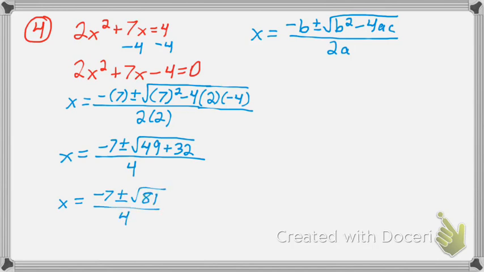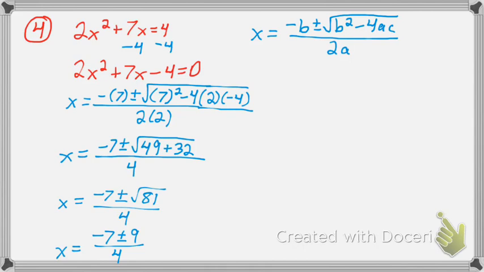And again, if you can square root this discriminant, you should. So that's actually going to be 9. So negative 7 plus or minus 9 over 4. Now when you can square root it like that, you're going to get rational answers. And let's actually see what the two answers are going to be.